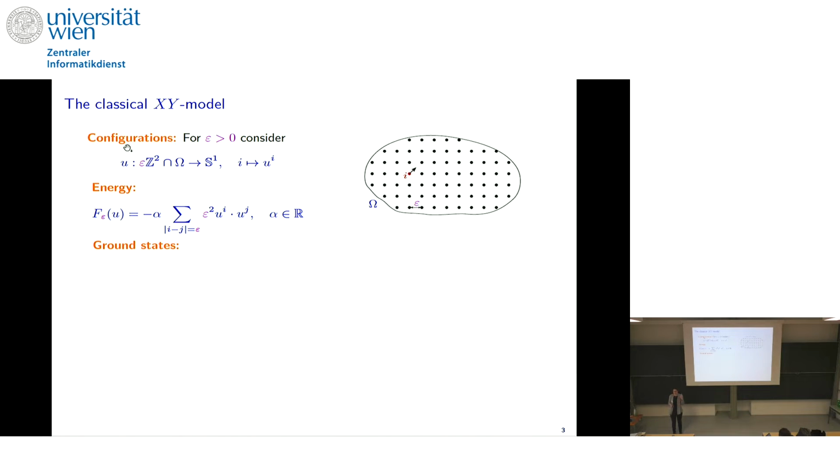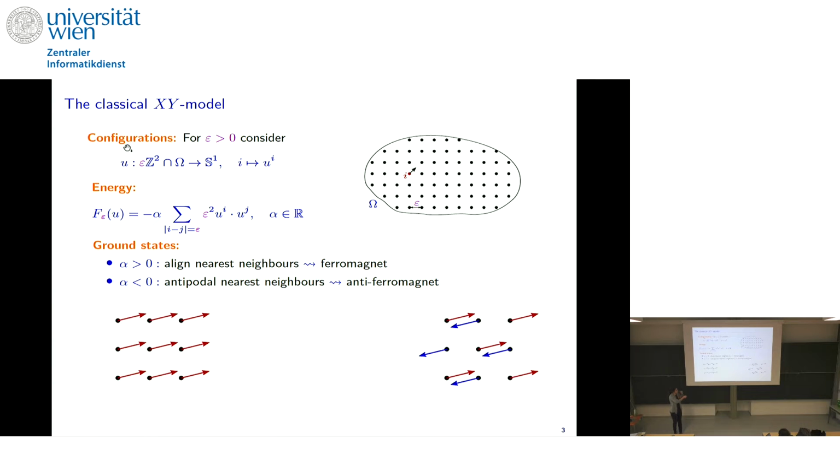Of course, the ground states of your energy will depend on the sign of alpha. If alpha is positive, then you minimize each of these terms with the minus alpha in front if all your vectors look in the same direction. Then you make the energy as small as possible. This is typically called a ferromagnet. Think, for example, of iron. Iron is a ferromagnet. If, on the other hand, alpha is less than 0, then you would like to put antipodal vectors for neighboring spins, let's say.